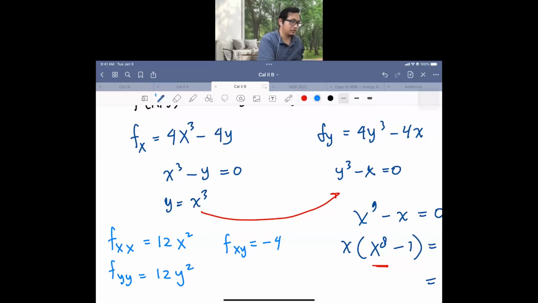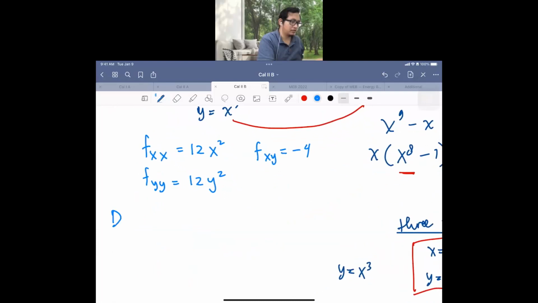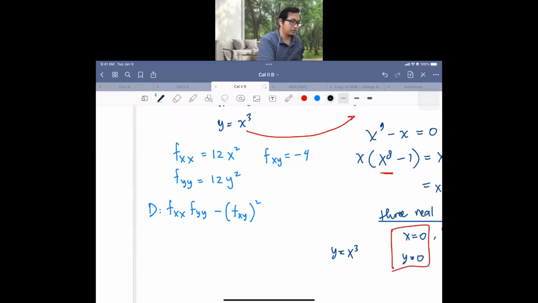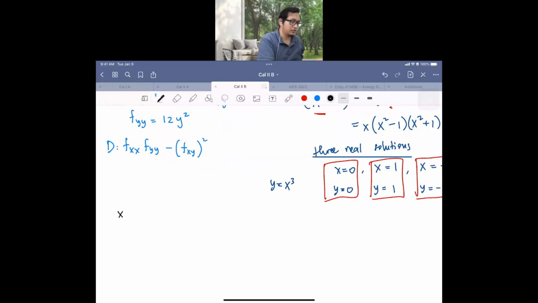Now remember, we have D equals partial xx times partial yy minus partial xy squared. Now we can check the points. We can make a table, and I think it's helpful to have a table. So x, y: (0, 0), (1, 1), and (negative 1, negative 1).